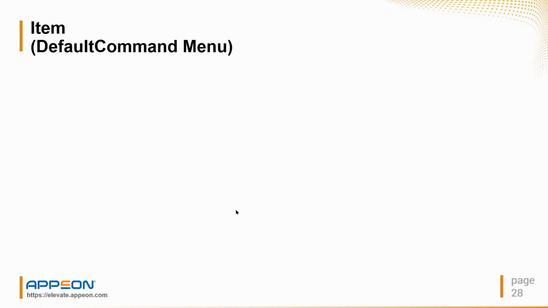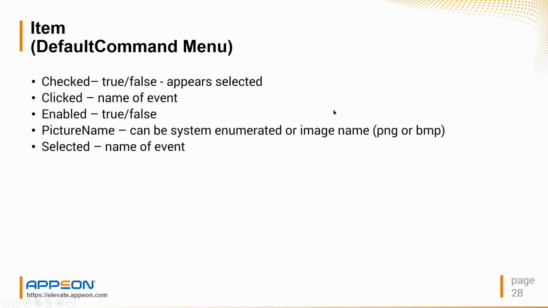Okay, so getting close to the end here of describing all these properties. I believe this is the last slide as far as properties. This is the items within the menu for a button that you've declared is not default command.